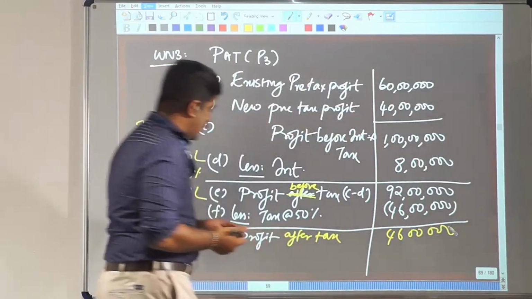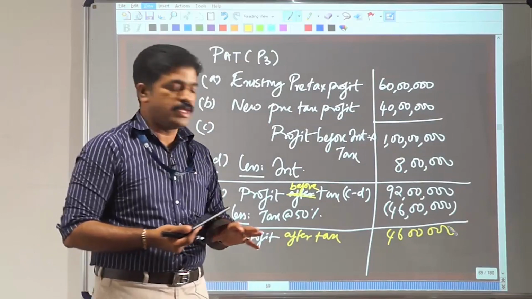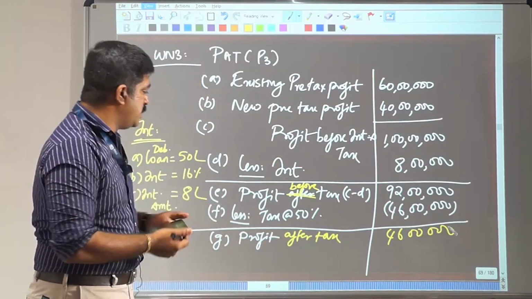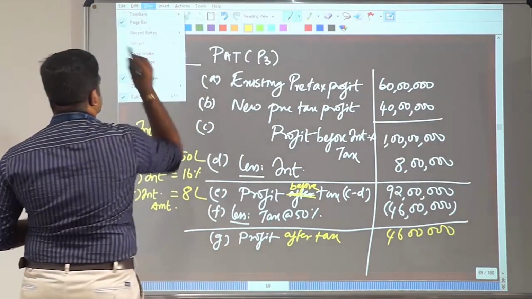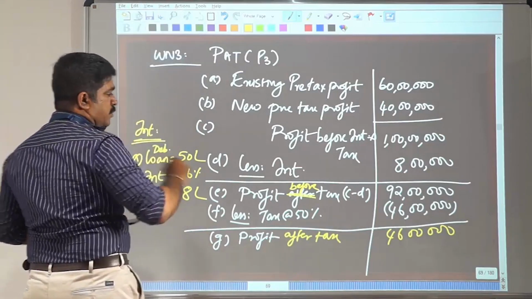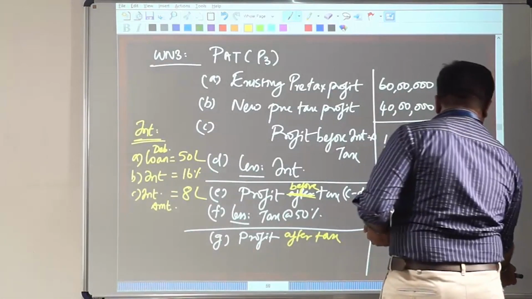Now from this, can I find my EPS? Yes, I can find my EPS. For that, I should divide it by the number of shares. Let me just change the reading view. Okay. I'll increase the size.